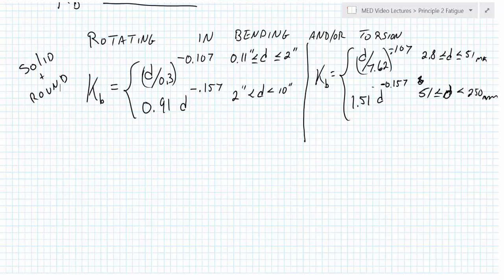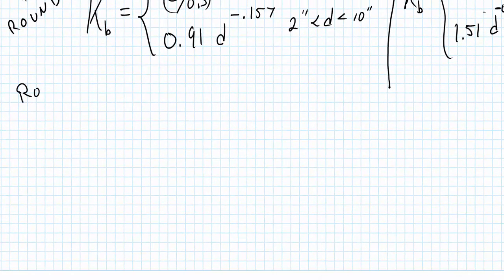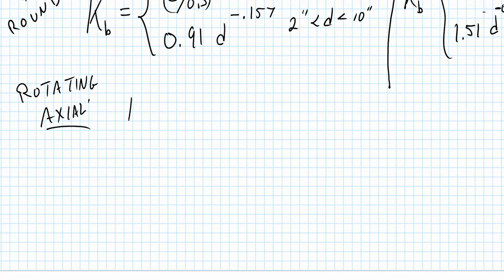If we have a rotating shaft, but it's only under axial stress, then the size of the part doesn't make any difference. This is because stress is equally distributed for axial loading, so the size factor doesn't make a difference.